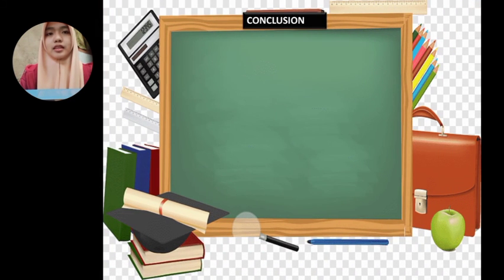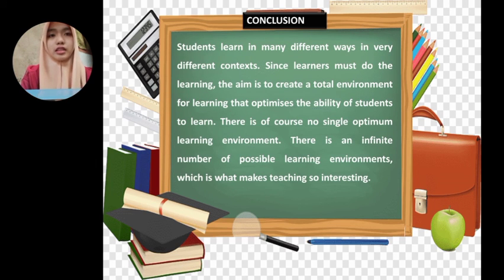And the last is conclusion. Students learn in many different ways in very different contexts. Since learners must do the learning, the aim is to create a total environment for learning that optimizes the ability of students to learn. There is, of course, no single optimum learning environment. There is an infinite number of possible learning environments, which is what makes teaching so interesting.